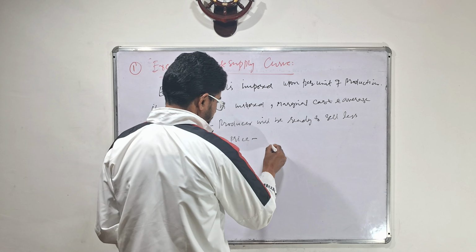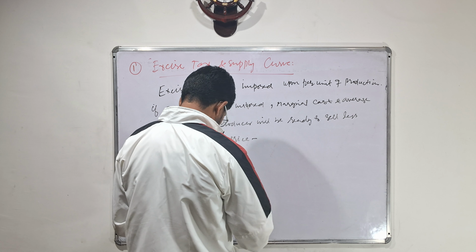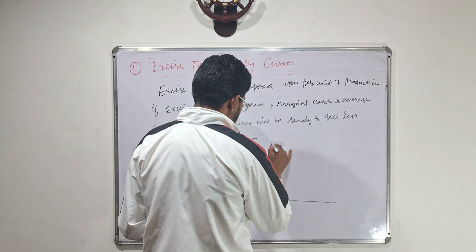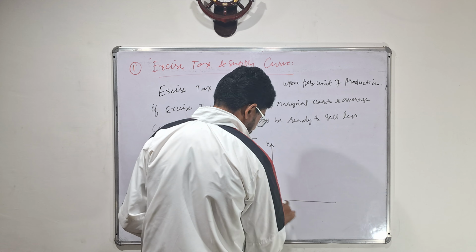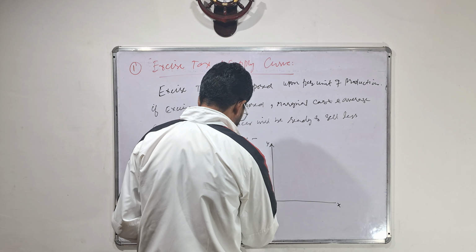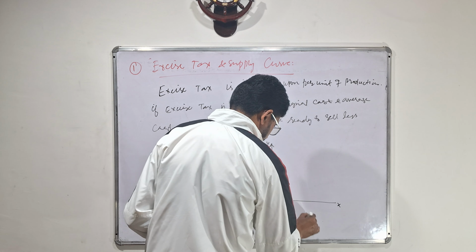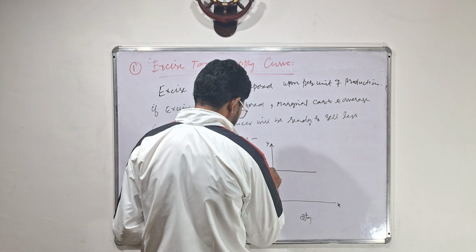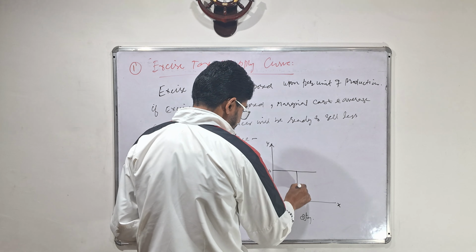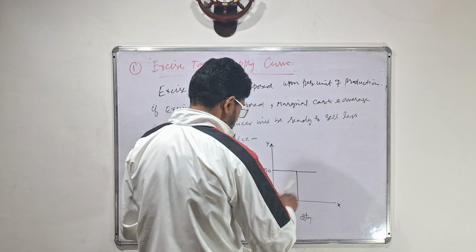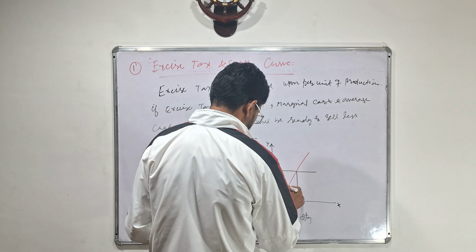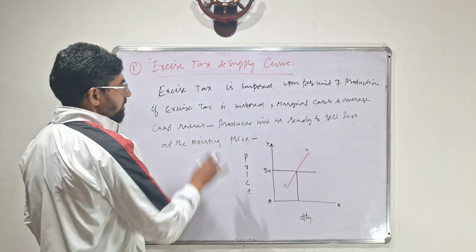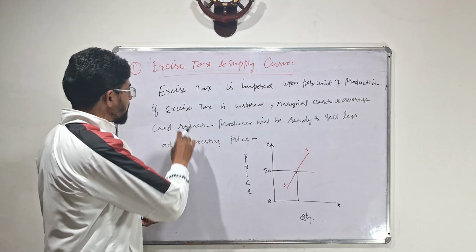Now, I will show you with the help of a graph so that you can easily understand. This is Y, this is 0, this is X. This we write price, this is quantity supplied. This is the existing price, 50 units. This is the initial supply curve. The supply curve has a positive slope. Now, excise tax is imposed upon per unit of production.